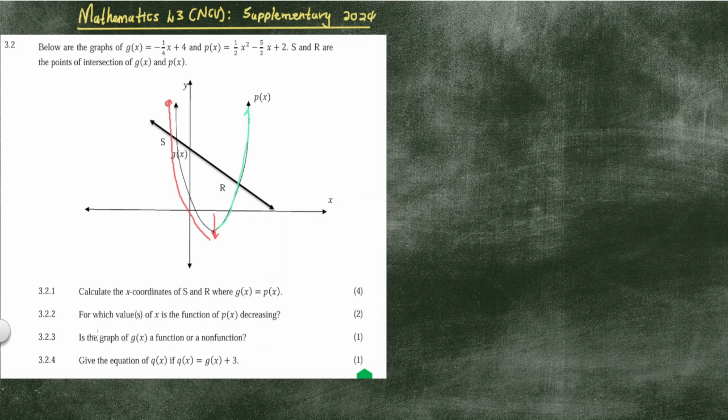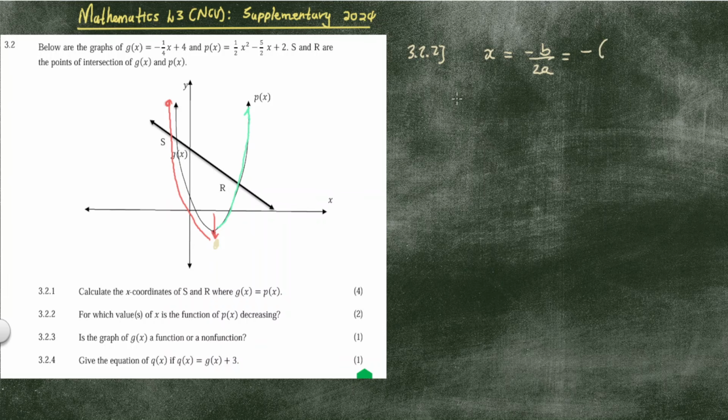Okay, now for which values of x is the function decreasing? We have to calculate the x value for the turning point to answer this one. This is question 3.2.2. So the turning point, how do we calculate it? We say x is equal to minus b over 2a, but we don't want the x and y fully, we are only interested in the x value.